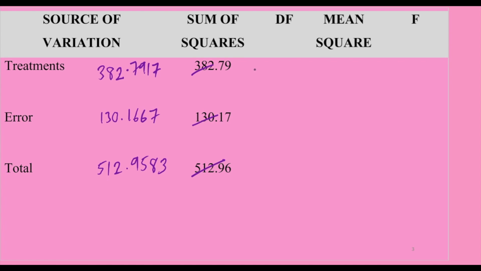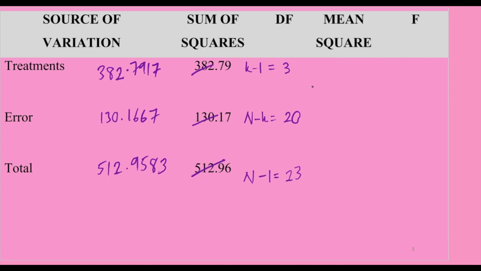Okay, so the degrees of freedom for the treatments would be k minus 1. K was 4, 4 minus 1 is 3. Degrees of freedom for error would be n minus k. N is 24. 24 minus 4 is 20. And the degrees of freedom of total would be 20 plus 3, which is 23, or capital N minus 1.